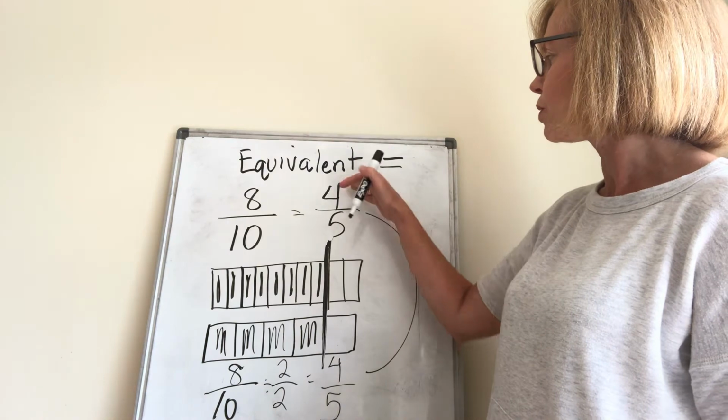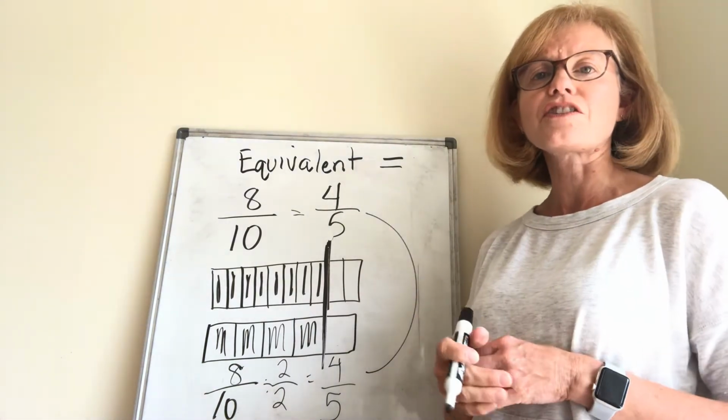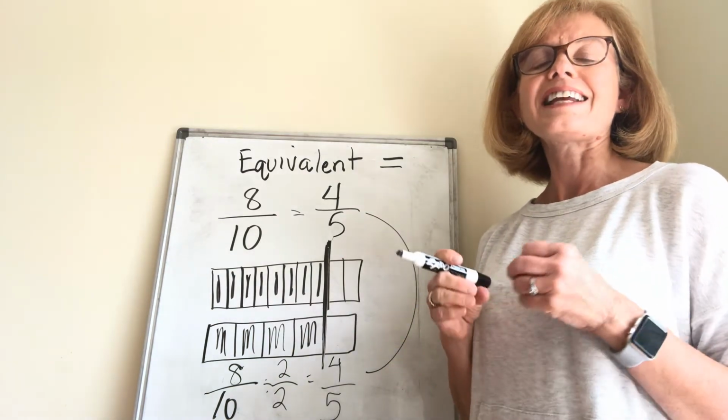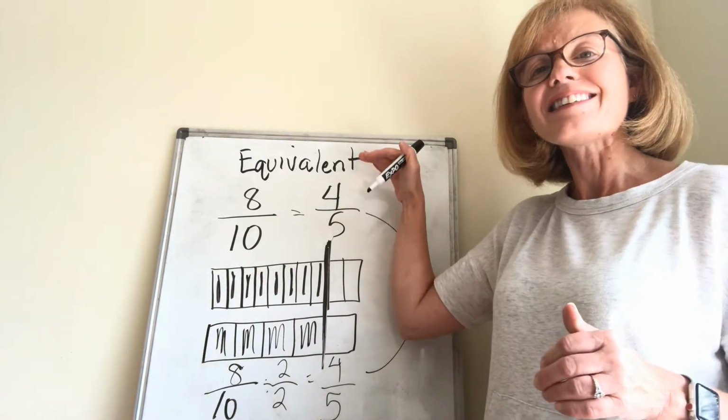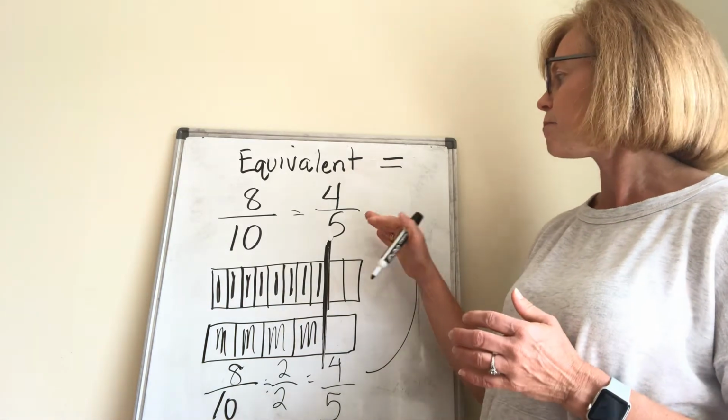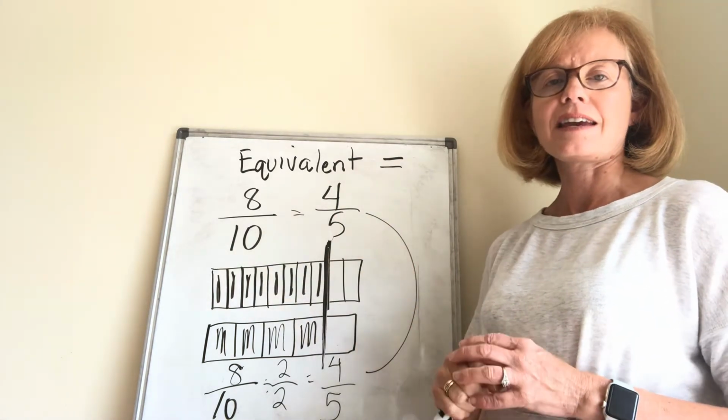And I can't really get 4/5 any lower. There's no number that I could divide both 4 and 5 by where it is even. And so this is the simplest equivalent fraction that I can make that is the same as 8/10.